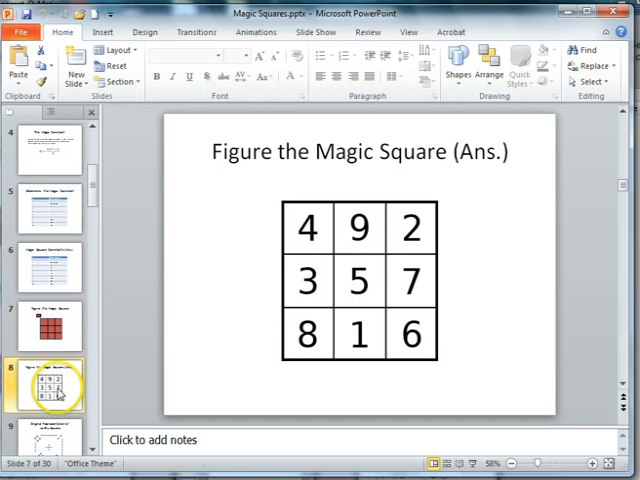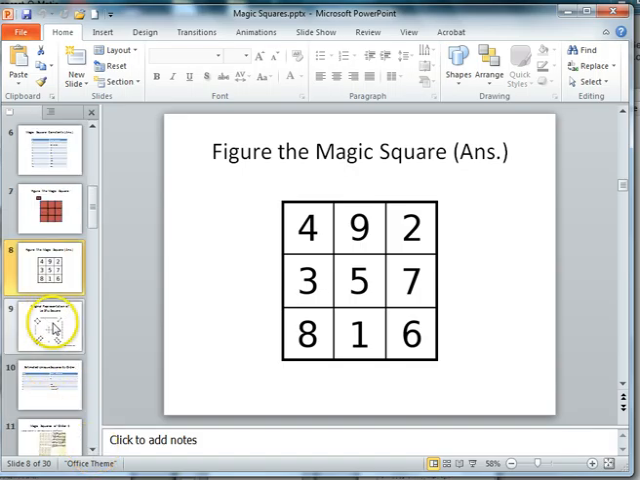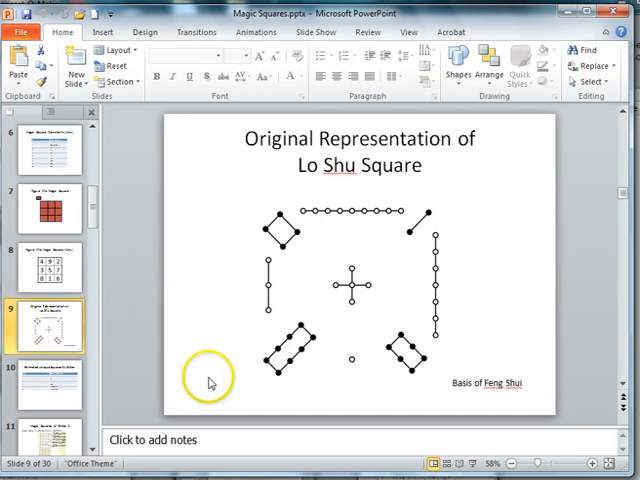So here we have a figure of the 3x3, which we saw before, whose magic number is 15. Now here's a very ancient magic square that, instead of numbers, is made out of dots. I'm going to give you a couple of seconds to figure out what the pattern actually is.